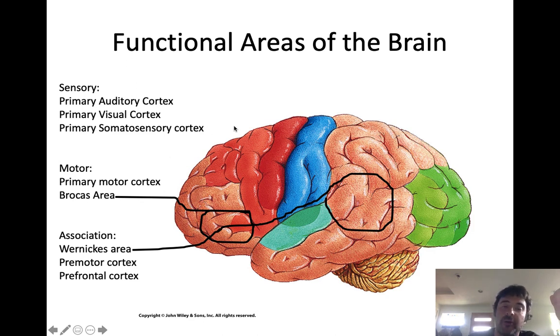So we have the prefrontal cortex, premotor cortex, primary motor cortex, primary somatosensory cortex, primary visual cortex, primary auditory cortex, Wernicke's area, and Broca's area. So let's just go through those one by one.